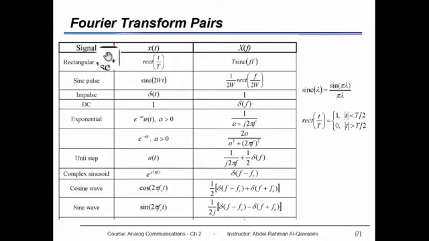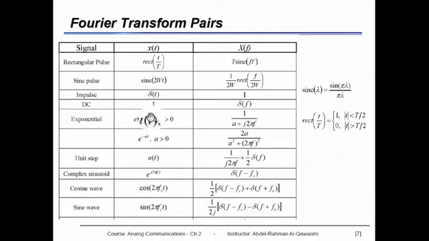For example, rectangular pulse. This is the function in the time domain. This is in the frequency domain after the Fourier transform. This is what we discussed in our previous example. For sinc pulse, if you have sinc in the time domain, it will be a rectangular pulse in the frequency domain, which is the opposite of the first signal. If we have the impulse delta function delta of t, the Fourier transform equals 1. For the DC, if I have DC 1 or A, the Fourier transform of 1 will be the delta function of f.